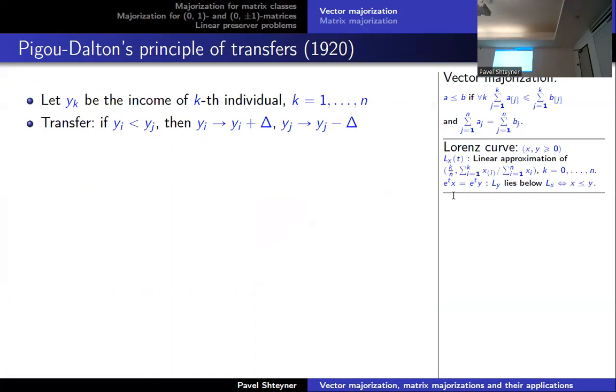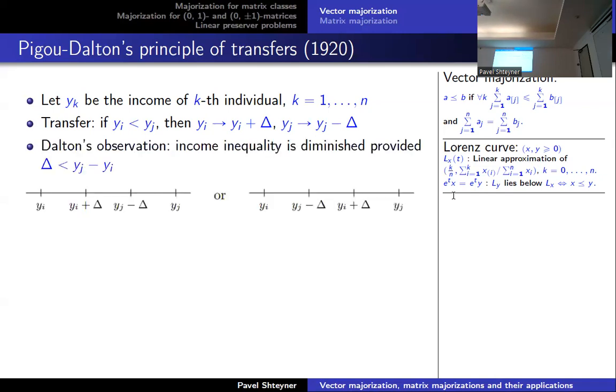Dalton took a different viewpoint relating to the principle of transfers. Actually, it was hinted at by Pigou eight years before, but Dalton's work is in the mathematical context. So, once again, we have a vector that represents the incomes of individuals, and we say that the transfer goes from individual j to individual i, and j initially had more than i. So we consider this transfer, and the very initial observation is that inequality is diminished if the delta is bound to exceed the initial difference.